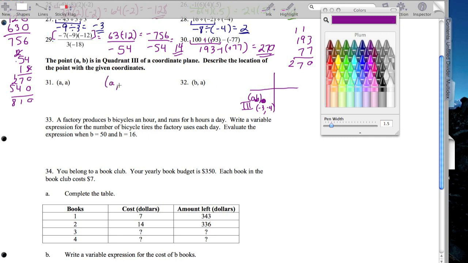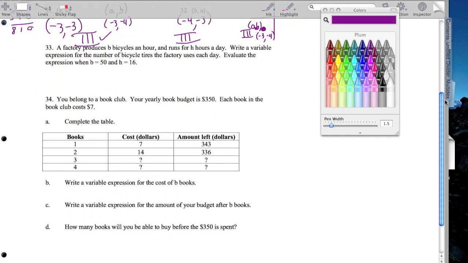That means if AB is the point negative 3, negative 4, A is negative 3, B is negative 4. Now we're just picking this as a sample so that it fits this condition, quadrant 3. They want to know where the point AA is. Well, A is negative 3, so it's negative 3, negative 3. That also would fall in quadrant 3, so that's your answer. Number 32, BA is going to be negative 4, because that's B. A is negative 3. This too would fall in quadrant 3. So in this case, both are quadrant 3.